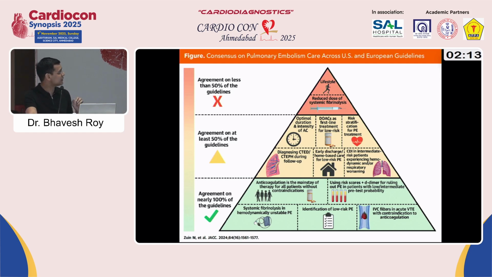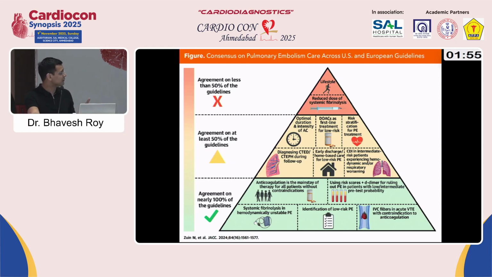Now coming to this pyramid, which I wanted to highlight, there is a heterogeneity of data, and there is very little data for which there is an agreement. So low dose identification of the low risk PE, we are agreed. IVC filter in a patient contraindicated for anticoagulation, we are agreed. Systemic fibrinolysis in an unstable patient, all will accept.